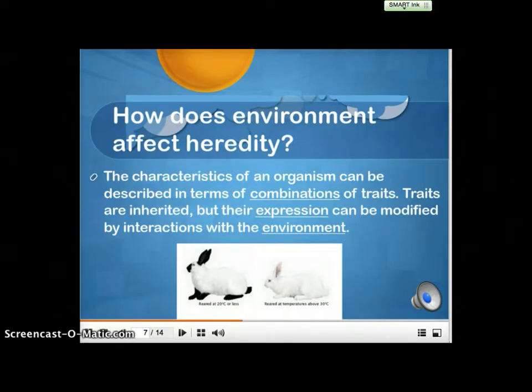You can see a bunny that's all white on the right that was reared at temperatures above 30 degrees Celsius. And on the left is a picture of a bunny that was reared at 20 degrees or less. Notice that the bunny on the left has black parts on its fur. Those are because the temperature actually affects the gene that was expressed.